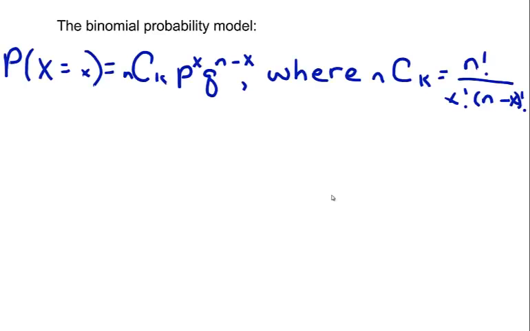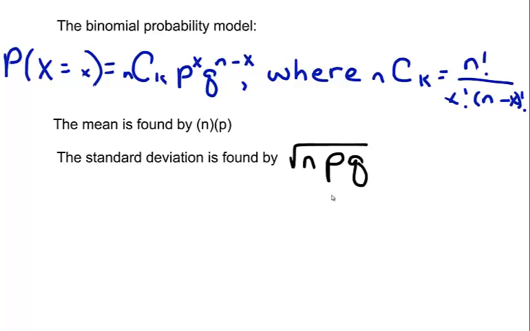The binomial probability model is represented by the following formula. The mean is found by n times p. The standard deviation is found by the square root of n times p times q.